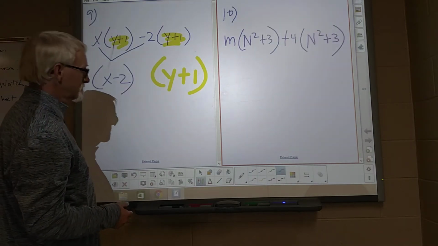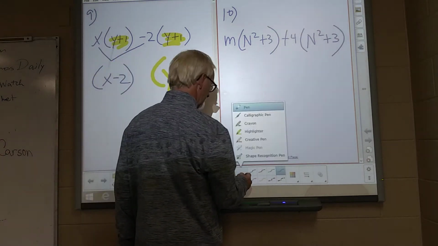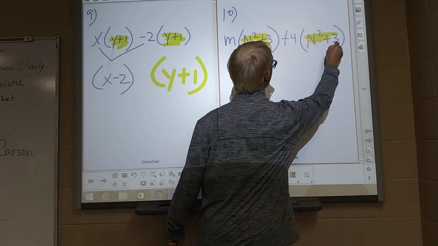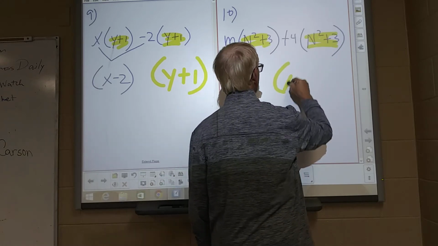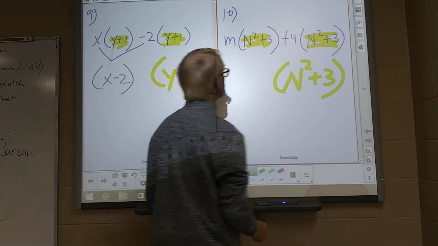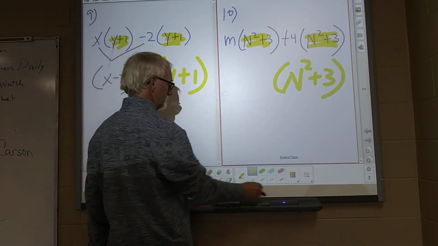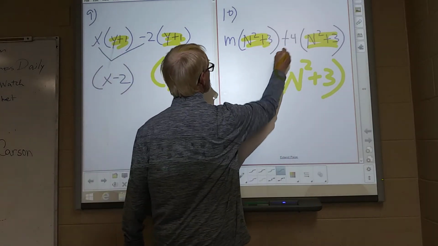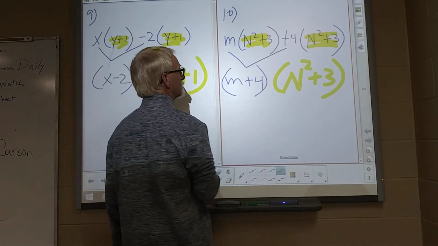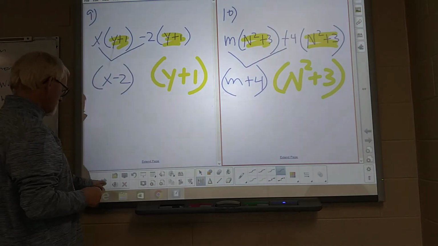Let's do it again. So again, here we have a common term, n squared plus 3, right? So just make that last, n squared plus 3. And then we have the n plus 4 in front, n plus 4. So it's n plus 4 times n squared plus 3.